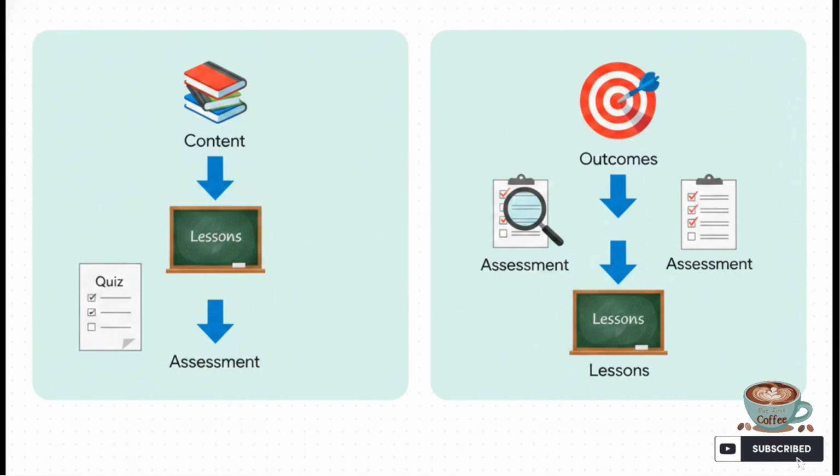Backward design flips this entire process on its head. With this model, we figure out our desired outcomes first, we determine exactly how we'll assess those outcomes second, and only then do we sit down to plan the lessons.